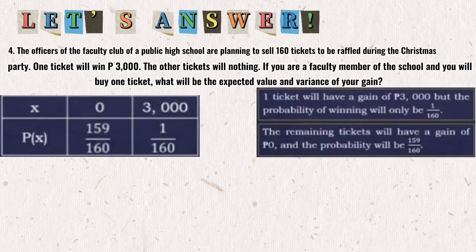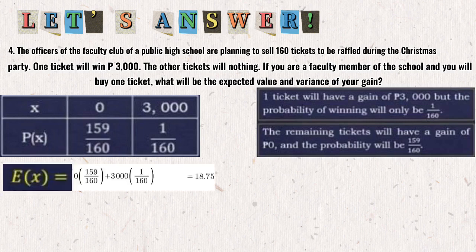So, if you buy a ticket, you can win 3,000 and the corresponding probability is 1 over 160. The other tickets win 0, or you win nothing, so the probability is 159 over 160. If we are going to get the expected value, that is 0 times 159 over 160 plus 3000 times 1 over 160. It is equal to 18.75. That will be our expected value.